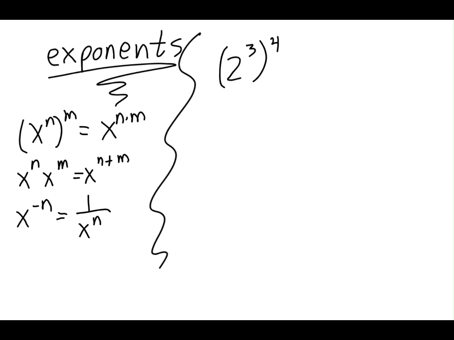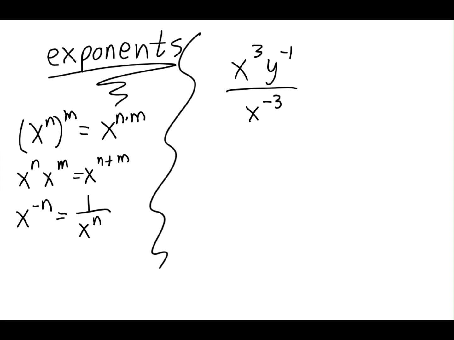So this one is very, very similar to the last one, but I feel it's fairly quick and important. So we're going to have 2 to the power raised to another power. So we multiply the powers, and we get 2 to the 12th. All right, one more.